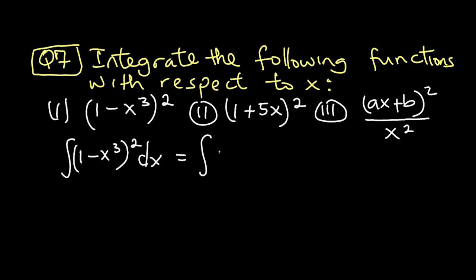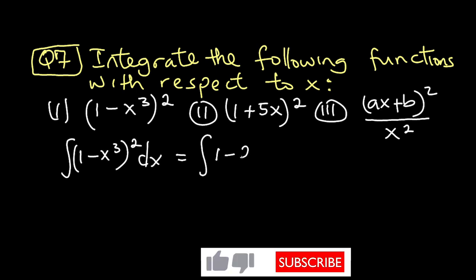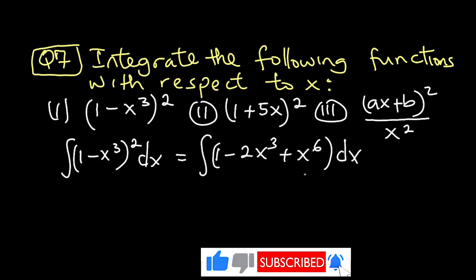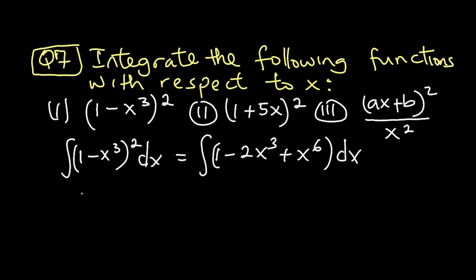So if you do the expansion, we're going to have 1 then minus 2x squared plus x to the power 6, open and close the brackets, dx. Okay, how did I know? Without wasting time, you can just use this one: a minus b squared will be equal to a squared minus 2ab plus b squared. So that's what I use for that.